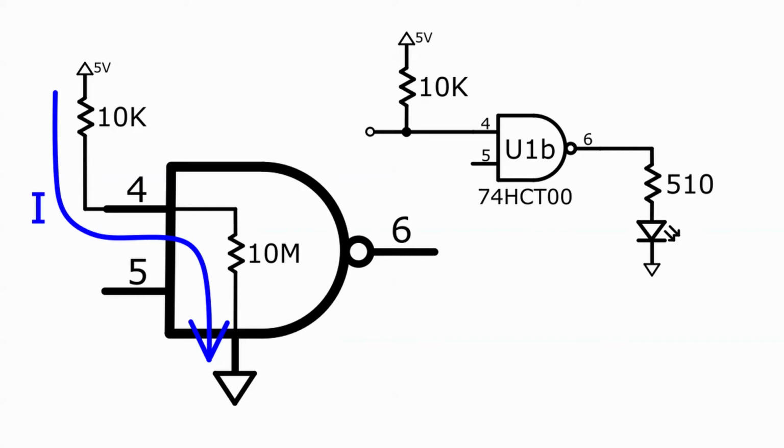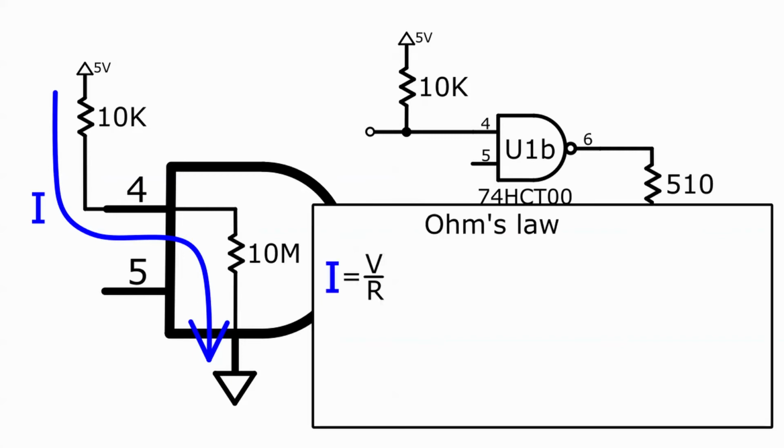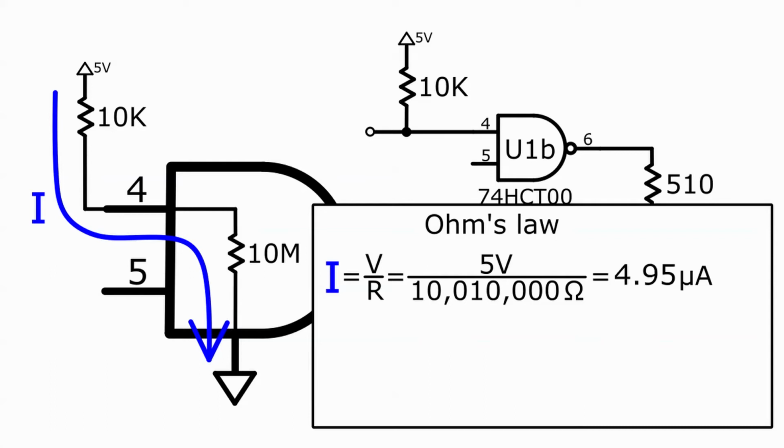The current I, which flows through this pathway, has to pass through the series combination of the external 10K resistor and the internal 10 meg resistor. We can use Ohm's law to calculate the magnitude of this current. The current's equal to the voltage drop divided by the total series resistance. 5 volts divided by 10.01 megohms is 4.95 microamps. That's just under 5 millionths of an ampere. Because the internal resistance of the NAND gate is so high, only a very small amount of current flows into pin 4. So, what is the voltage at pin 4?